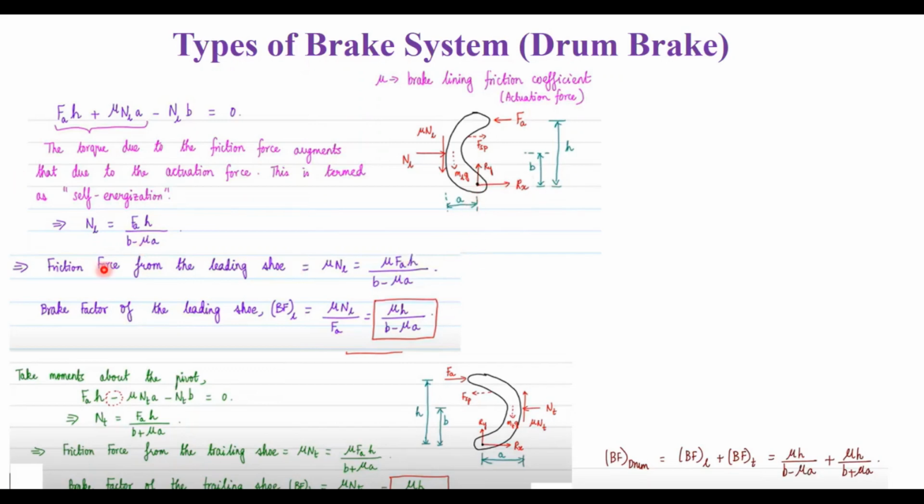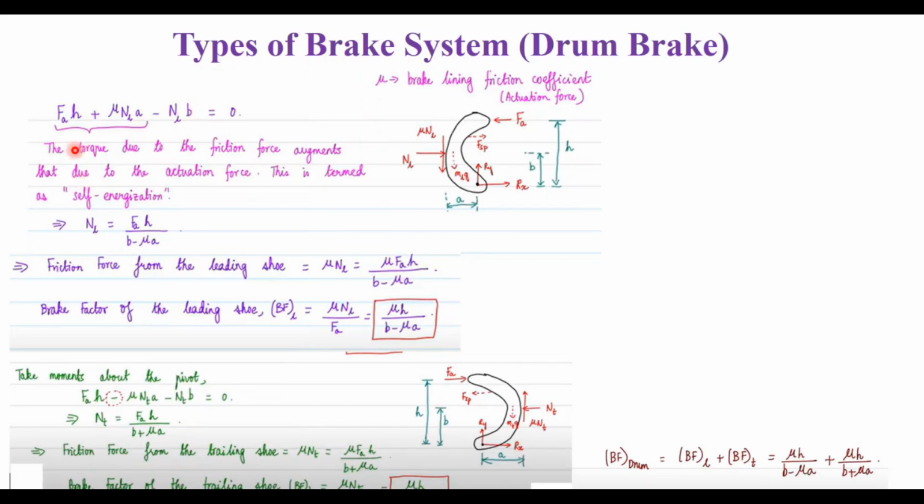Okay, and now the torque. So when I'm taking the moment, you see here the actuation force FA is acting in this direction. So FA into h plus, this is acting in the downward direction, nu into NL into a. I'm taking the moment about this point. And now you know NL. This is NL. NL into b will be in the minus direction, because this is acting towards the right, so it is in the minus direction. So FA into h plus nu into NL into a minus NL into b is equal to 0.